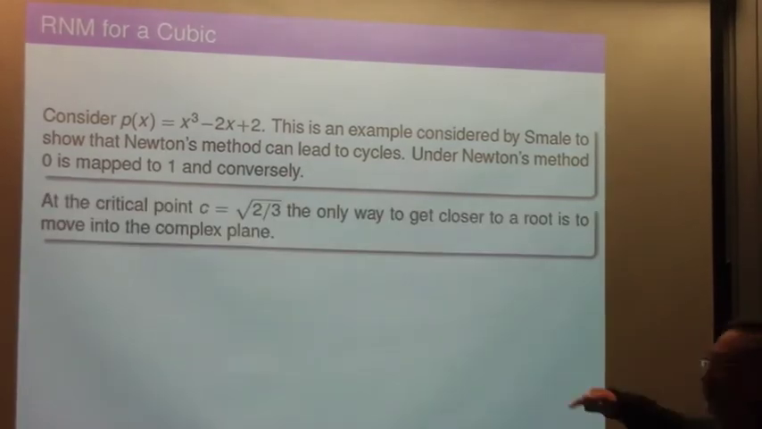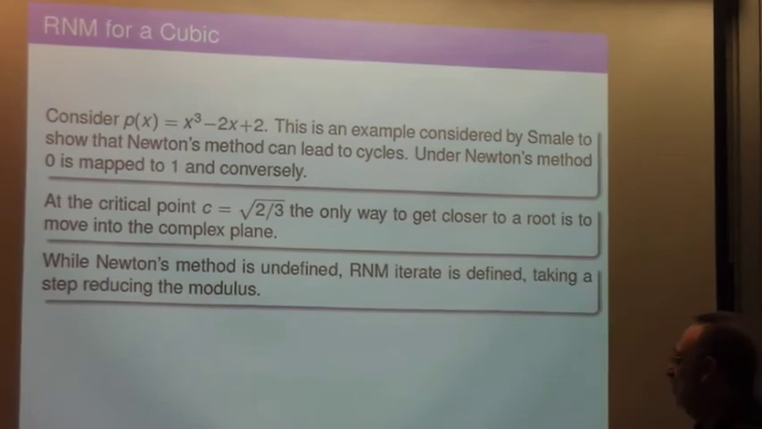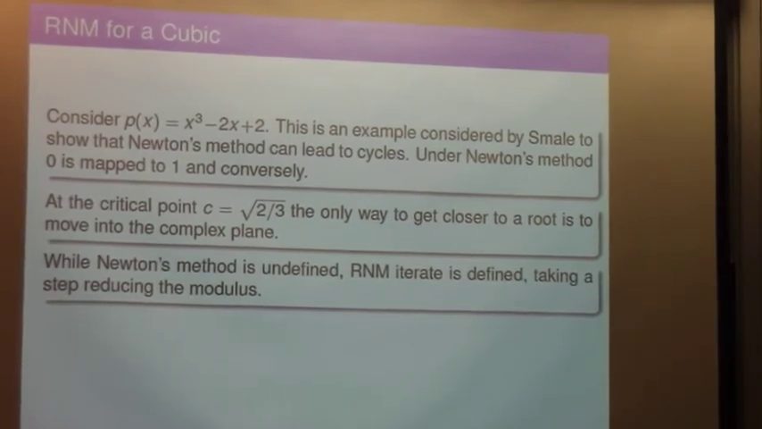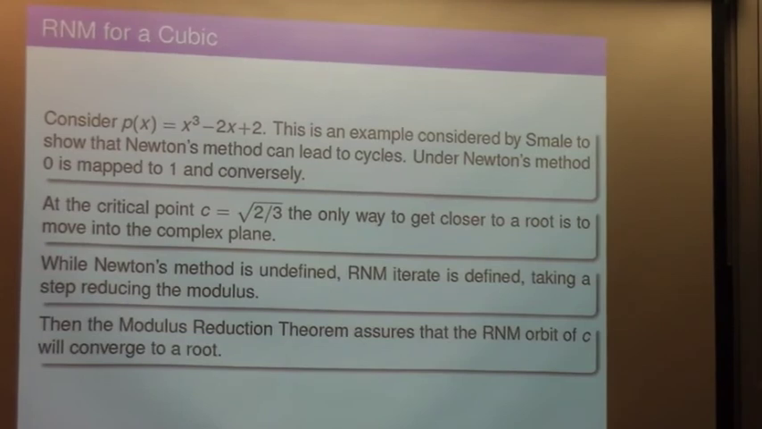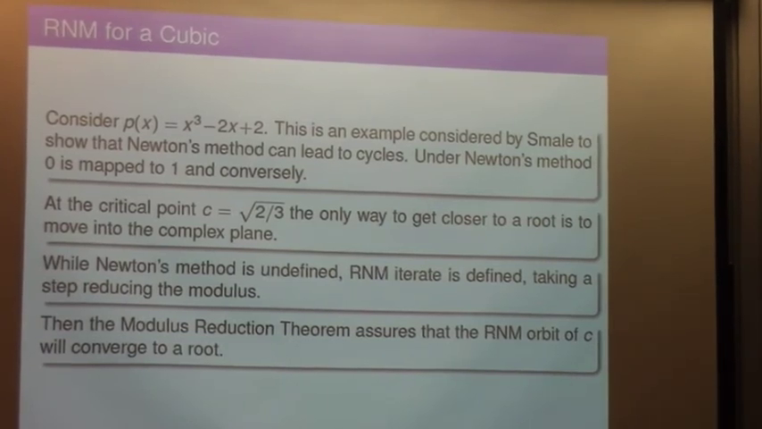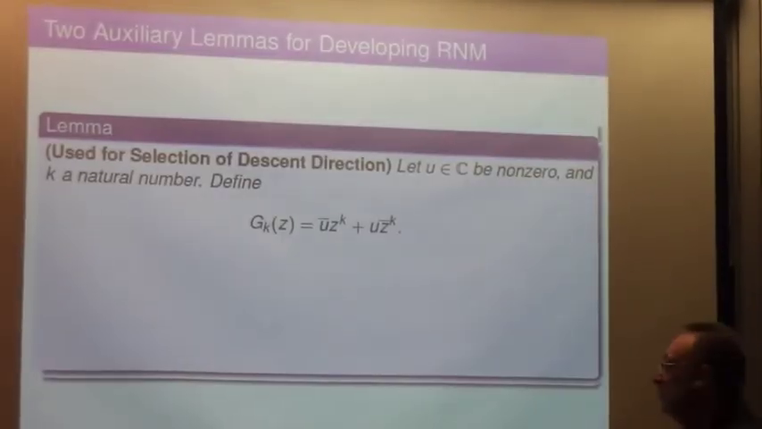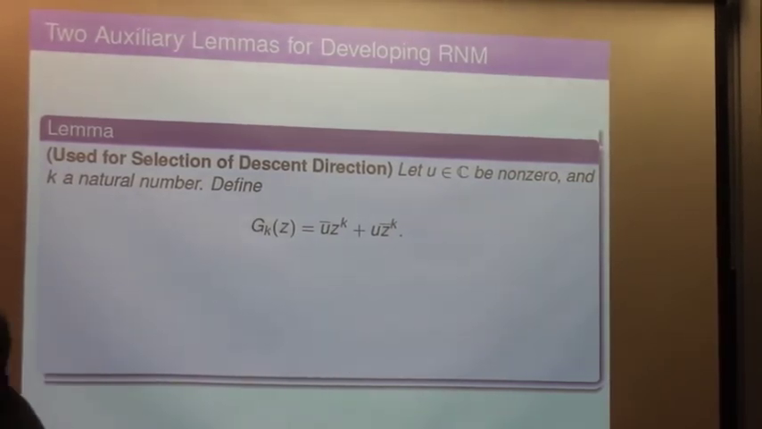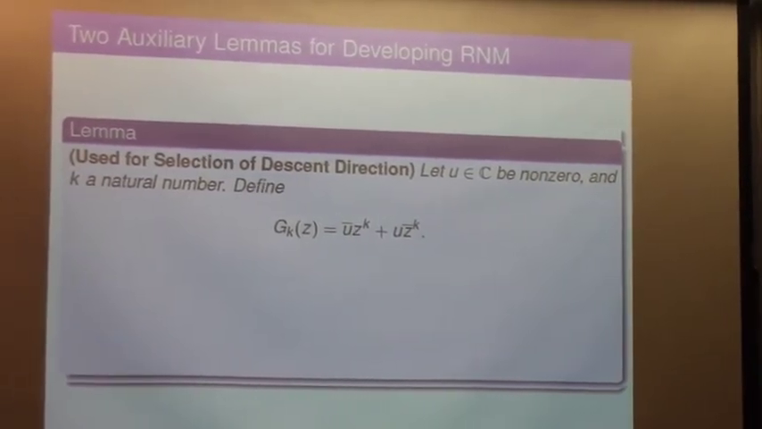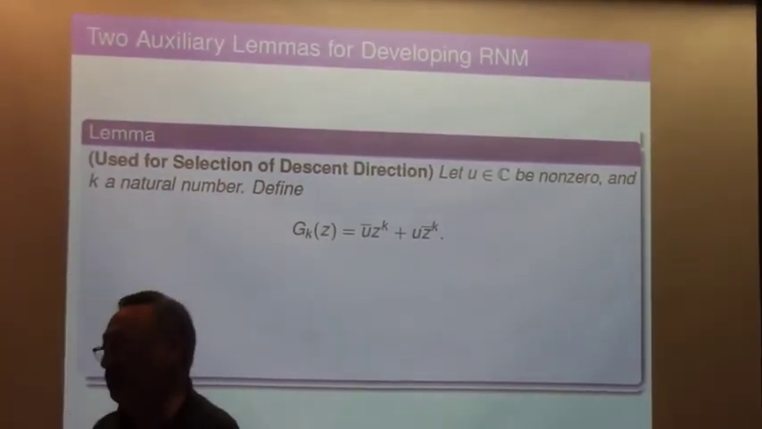So I mentioned this for a cubic. To get a root, we have to move into the complex plane. While Newton's method is undefined, taking a step, reducing the modulus with RNM, we can take a step. The Modulus Reduction Theorem assures that the orbit will converge. Now, this Modulus Reduction Theorem uses two auxiliary lemmas. I mean, I must say, maybe two things really are used here, or I should say three things.